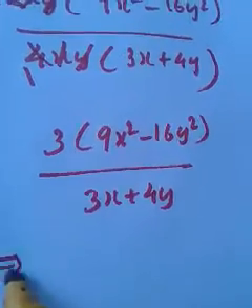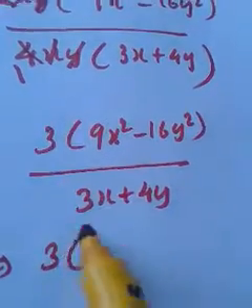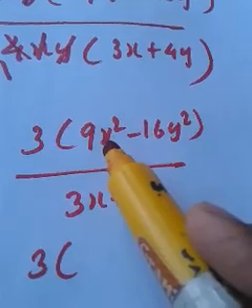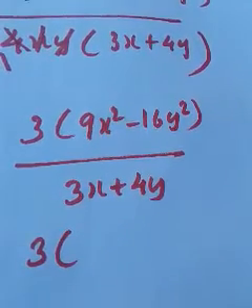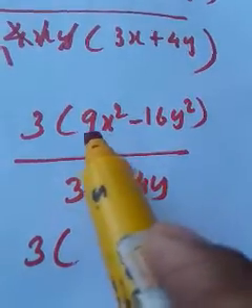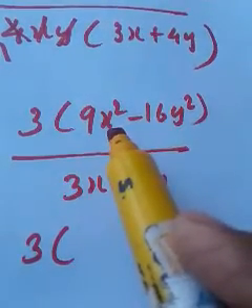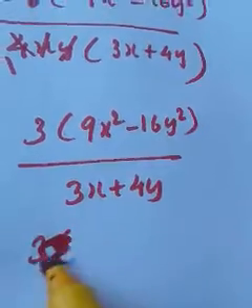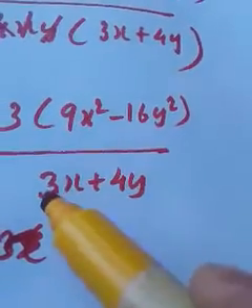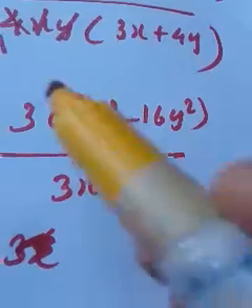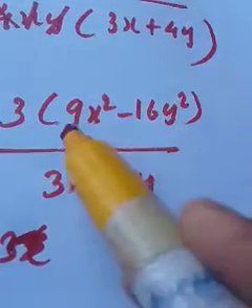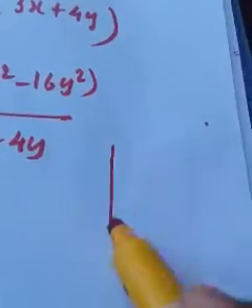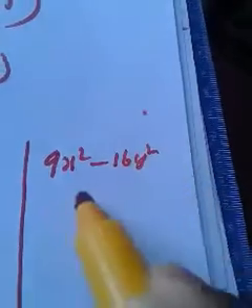Now you see 3 as it is. How can we write 9x square? Think about that. The term 3x plus 4y is in the most simplified form, we cannot do anything there. The expression that is not in simplified form is 9x square minus 16y square, so let me take that to the right side.